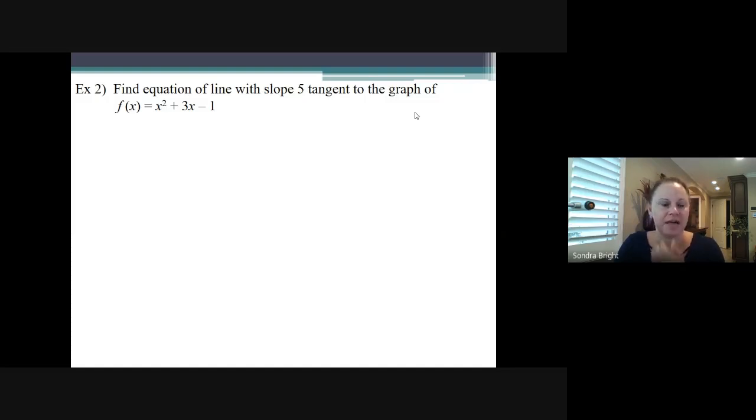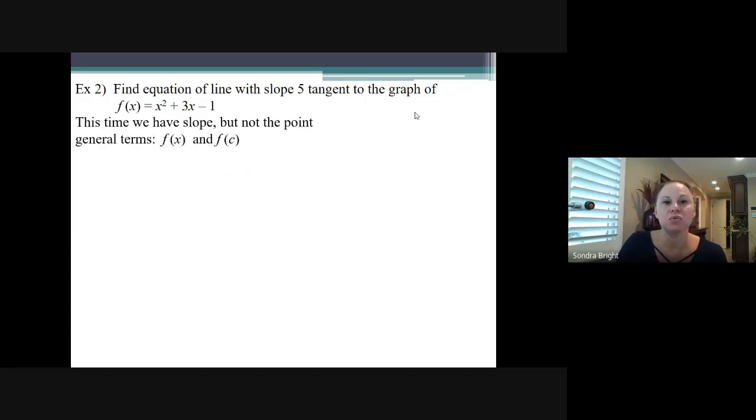All right, so let's find an equation of the line with slope 5 tangent to the graph of f of x equals x squared plus 3 minus 1 plus 3x minus 1. All right, so this time they gave us the slope, but they didn't give us the point. And so I'm going to use general terms, f of x and f of c, to represent my 2 points.